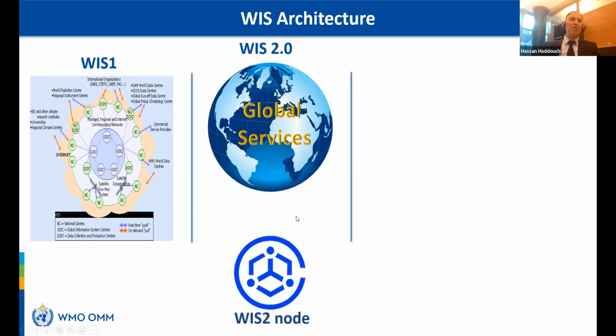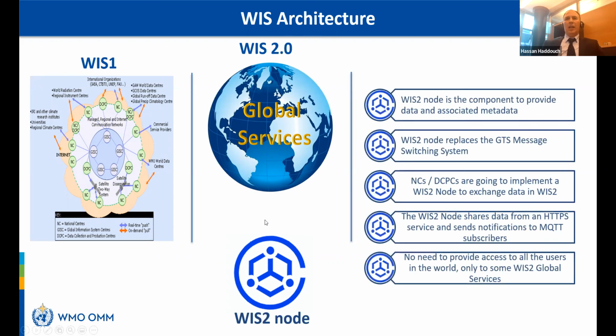In WIS 2, we have a new design and new architecture based on two components only, the WIS 2 node and the global services. And it's a dynamic mechanism. We are not using a push mechanism as for GTS and WIS 1. The WIS 2 node is the component to provide data and associated metadata. It will replace the GTS message switching systems, because in WIS 2, we are not using the GTS headers, but we are using this publish and subscribe mechanism with notification.